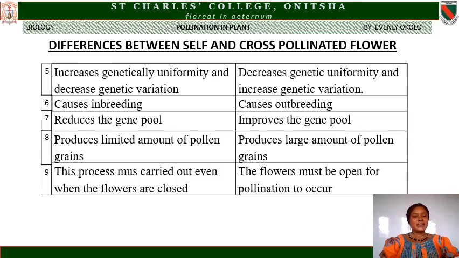Number 8, self-pollinated flower produces limited amounts of pollen grains, while cross-pollinated flower produces large amounts of pollen grains. In self-pollinated flower, pollination can be carried out even when the flowers are closed. But in cross-pollinated flower, the flowers must be open for pollination to occur.